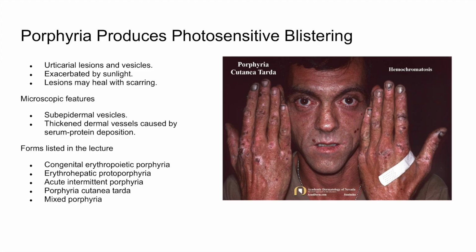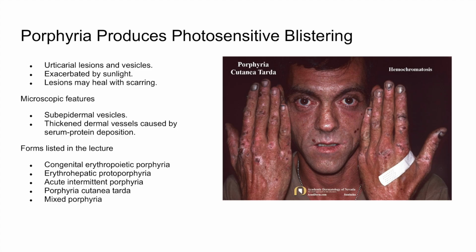So porphyrias are disorders of heme synthesis, but only the cutaneous forms produce photosensitive skin disease. Accumulated porphyrins absorb light and generate reactive oxygen species, damaging the skin and producing subepidermal blisters on sun-exposed skin. Porphyria cutanea tarda is the classic blistering form, presenting with fragile skin, vesicles, and bullae, especially on the backs of hands, that may heal with scarring and hyperpigmentation.